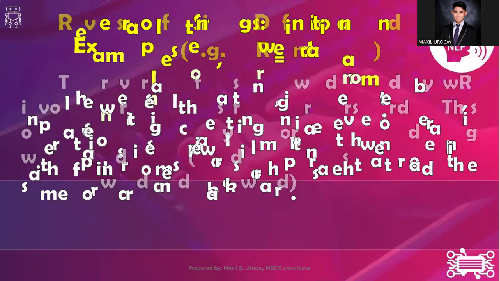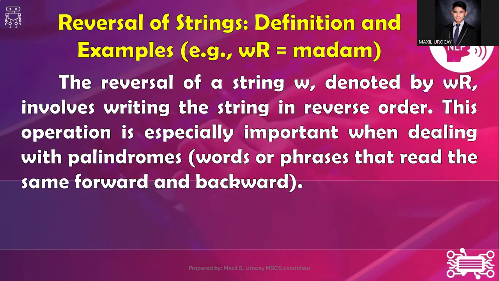Now, we have the reversal of a string. For reversal of a string, W denoted by W with R, which means reverse, involves writing the string in reverse order. This operation is especially important when dealing with palindrome words or phrases that read the same backward and forward. We all know that we're working with the reversal in terms of data structures for this particular field.